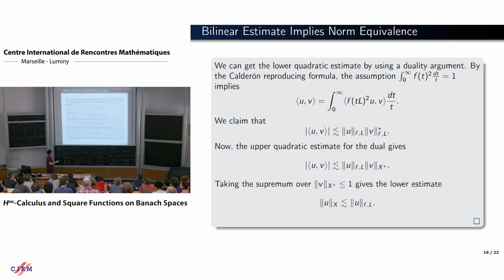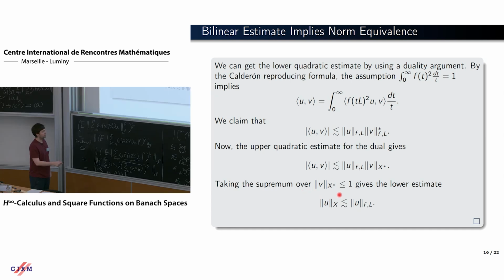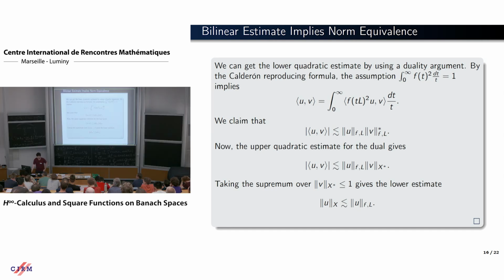So we've already proven the upper quadratic estimate on the dual. So use that. Then just take the supremum over the unit ball in the dual space. So the thing on the left just becomes the norm of u, and the thing on the right is bounded above by the square function norm of u. And so we've shown the other half of the equivalence which we needed to show. And now for the hard part, I will hand over to Himani.